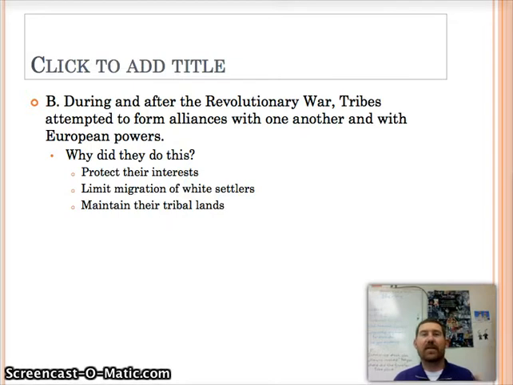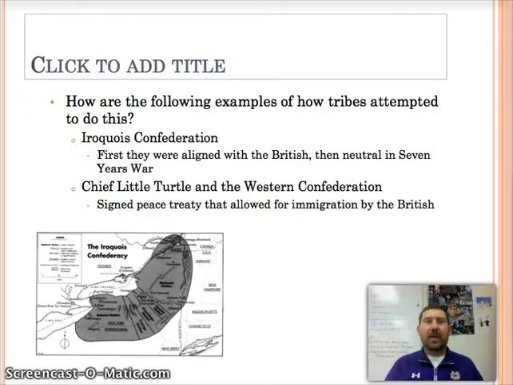So they're doing all these things in effect to save their society, if you want to look at it like that. All right, the second part of this is how are the following examples of how tribes attempted to do this? I'll grant you not worded exactly perfectly, but I'm doing what I can with it. So what they did as far as shifting alliances, number one was the Iroquois Confederation. And what they did is they kind of changed the way that they approached the British and dealt with the British over time. At first, they were aligned with them when the British began to come into North America. But as time goes on and the 7 Years' War or French and Indian War breaks out, between France and Britain, they decide to kind of hedge their bets and see how it's going to go. So they go neutral during the 7 Years' War. After the war, they change completely, or 180 against the British, and go completely against them.